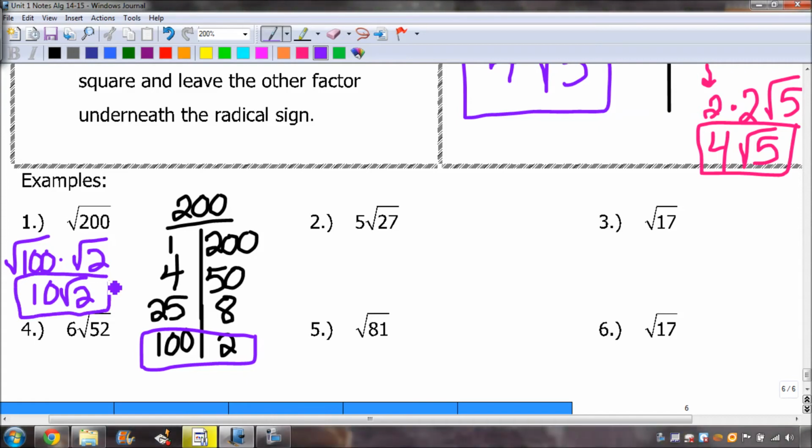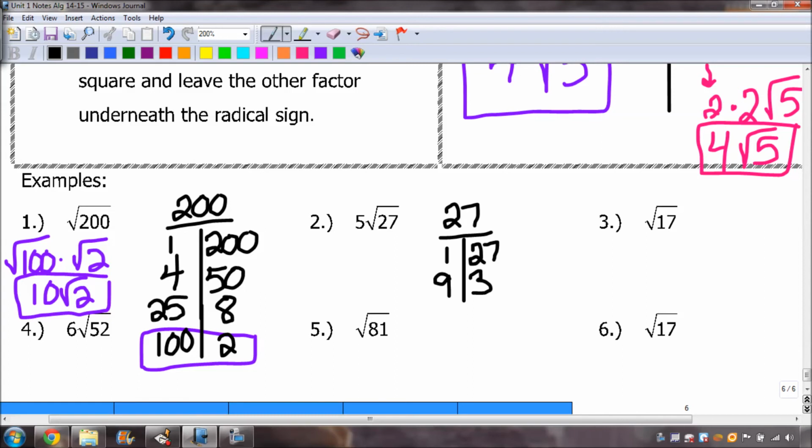The reason why I got this 10 is because the square root of 100 is 10, and then square root of 2 I can't square root, so I leave it there. All right, question number 2. We're going to ignore the 5 for right now, and let's look at the 27. 27 is not square rootable, so I'm not going to be able to just figure out what it is, which means I have to simplify it. So what I want you to do is just make your chart for 27, see how you do. Press pause and then come back to me when you're ready to go.